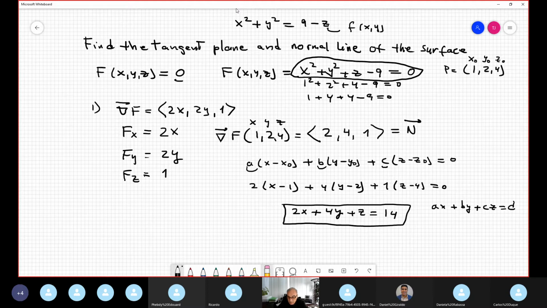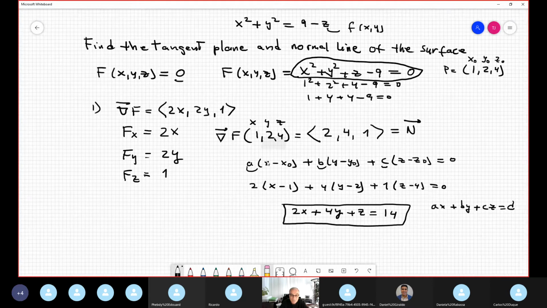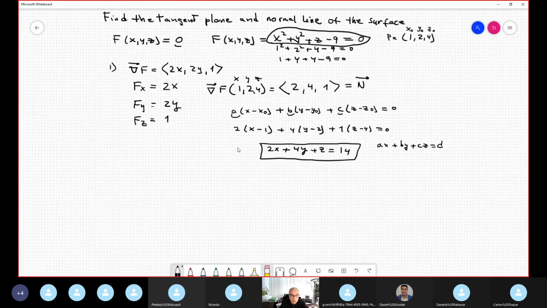A is 2, B is 4, C is 1, and D is 14. Any question, guys? Easy or complicated? I'm feeling no. I need to find the second question, the normal line, no? But the normal line is easy.